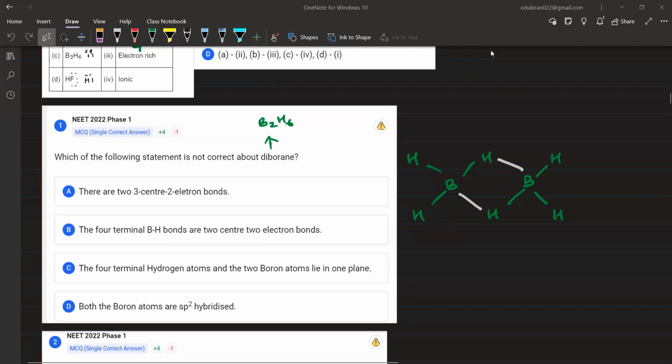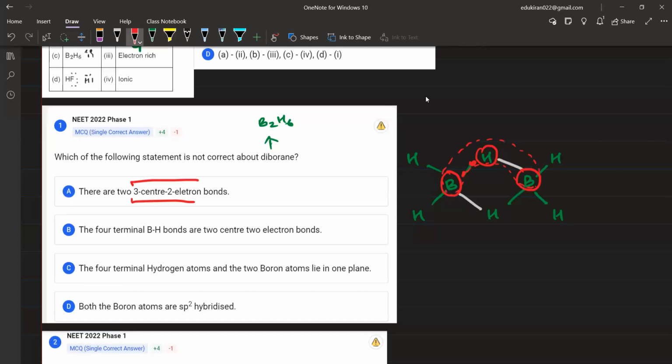There are two 3-centered 2-electron bonds. Okay. 3-centered 2-electron means 1 center, 2 centers, and 3 centers. We have the electrons between these atoms only, and these two electrons are revolving here like this, making a 3-center 2-electron bond. Similarly, you have another 3-center bond, and these two electrons are revolving here, making a bond like this. So how many 3-center 2-electron bonds do we have? We have 2. So this statement is true.